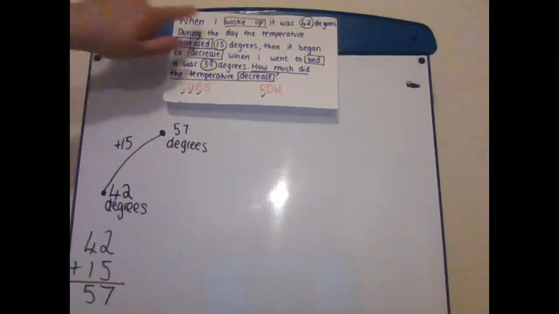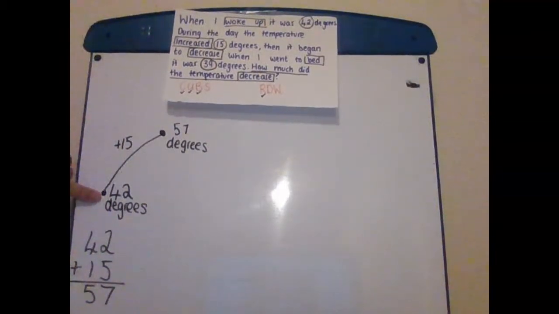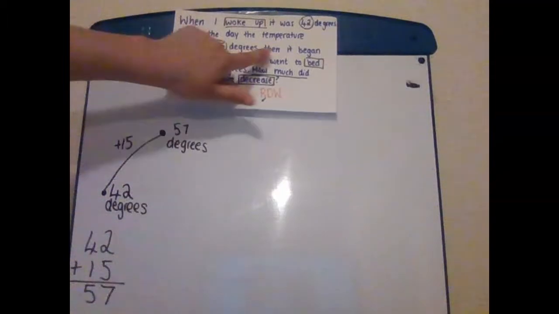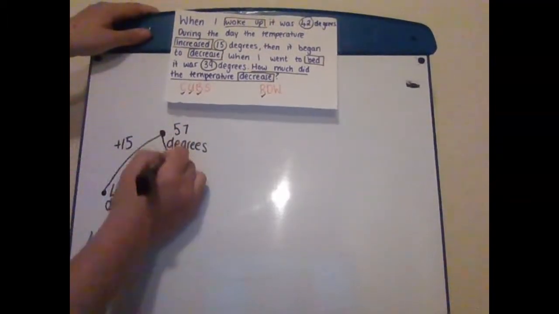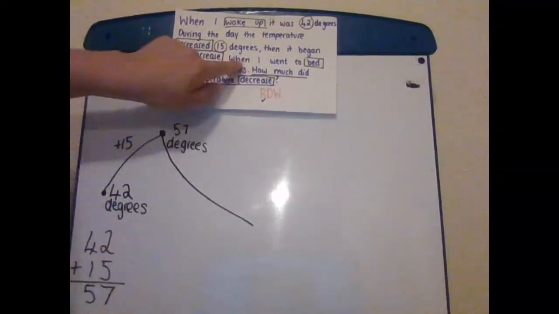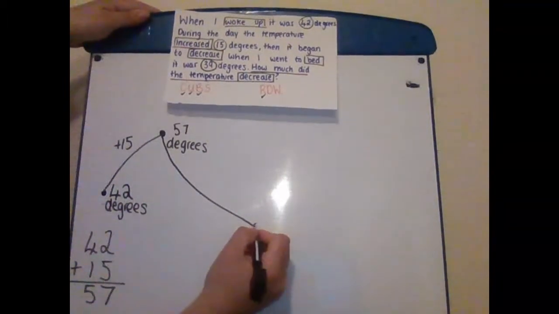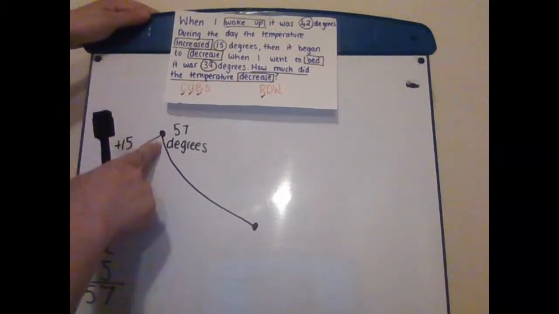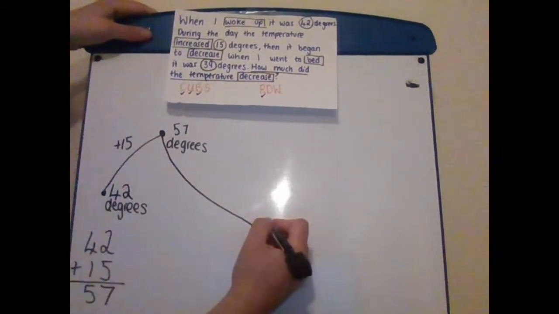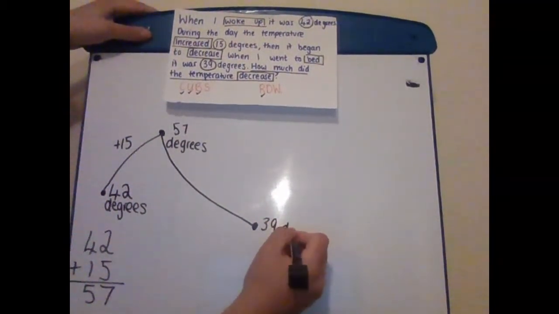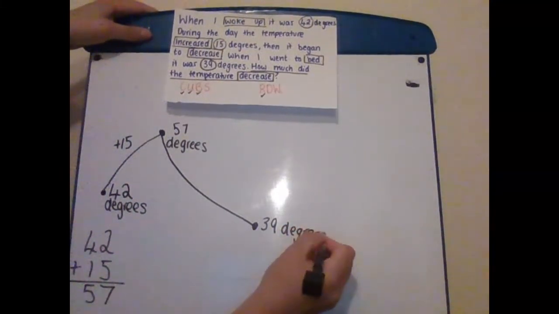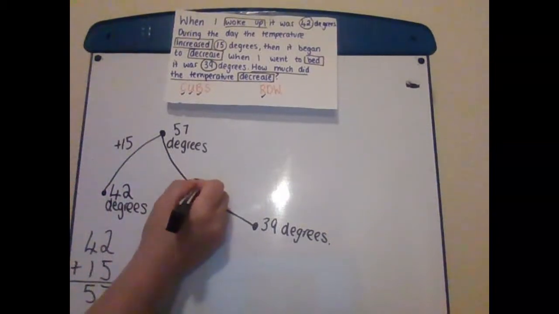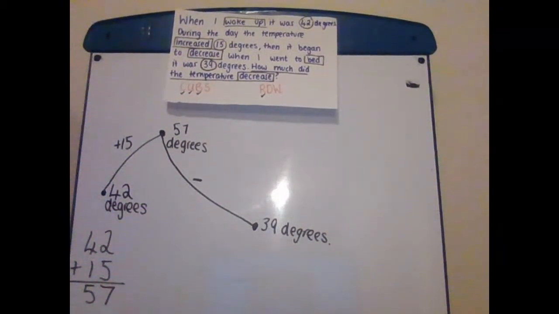Okay. When I woke up, it was 42 degrees. During the day, the temperature increased 15 degrees. Then it began to decrease, meaning it's going down. When I went to bed, it was 39 degrees. So right now, woke up, increased by 15 degrees to get me to 57. Now I'm going to bed and it's 39 degrees. Okay. How much did the temperature decrease? How much did it go down here? That is what the question is asking me.